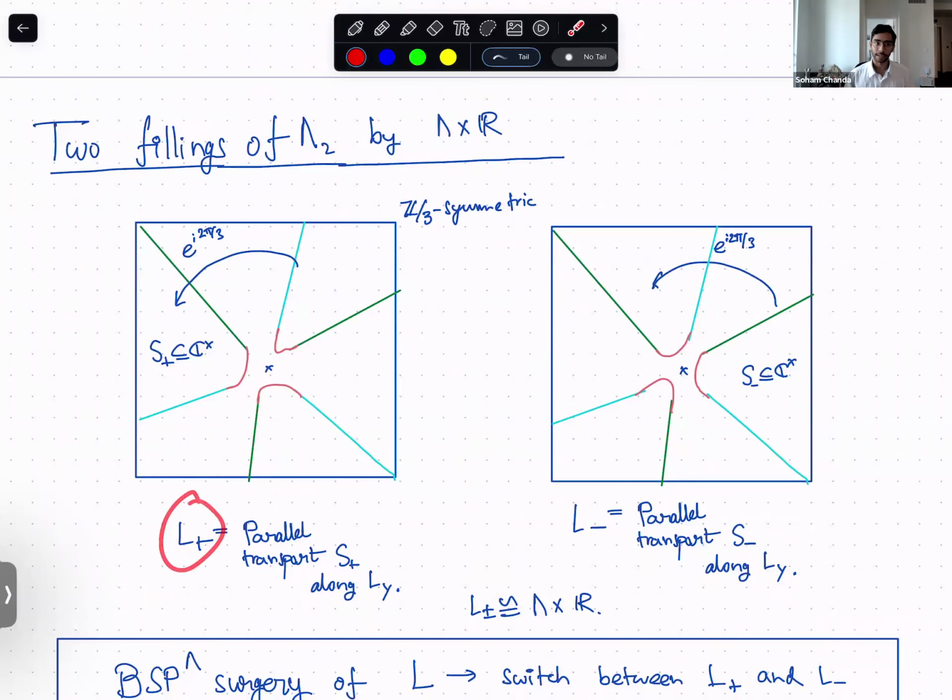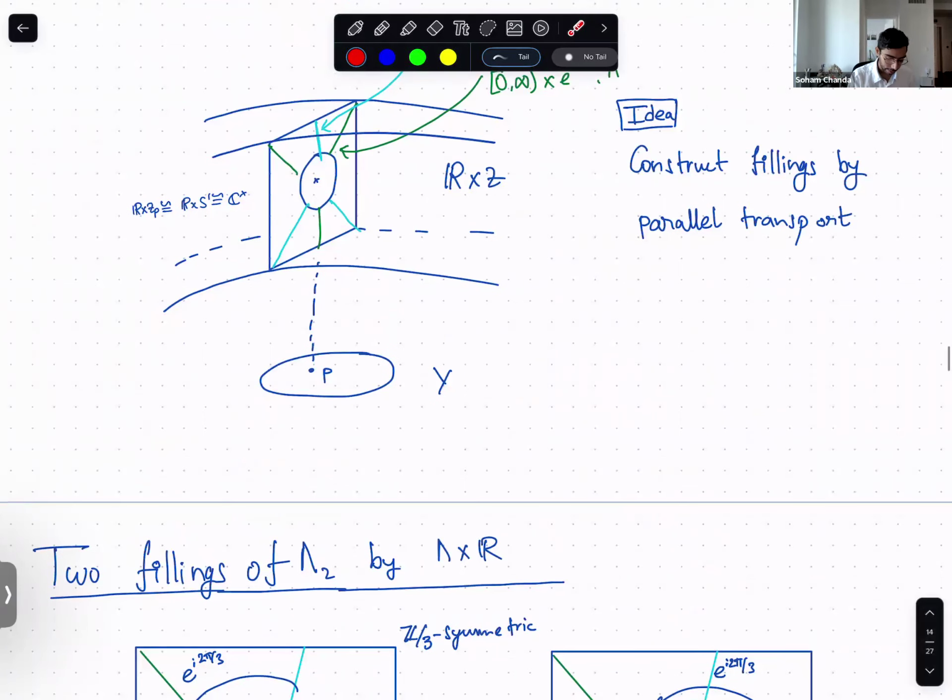And I can now define the Lagrangian by just taking this set of Lagrangian inside C star and parallel transport around Ly. This gives you some filling L plus, and the other one gives you some other filling L minus. So what I'm doing is I start with this rays, and I have two ways of filling. I can go this as one way, or I could go this as other way, and these will be my L plus and L minus.